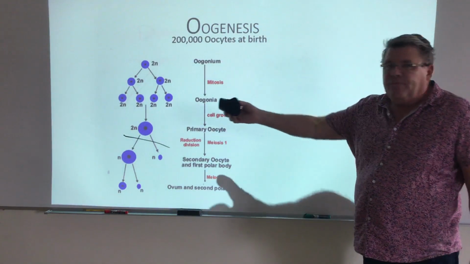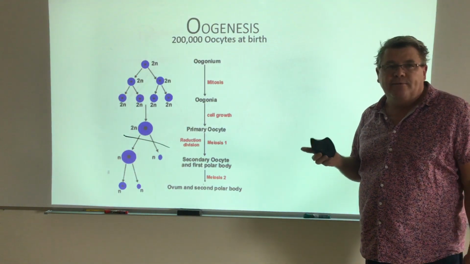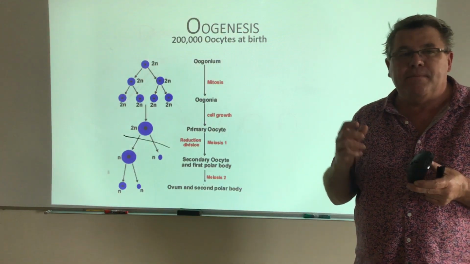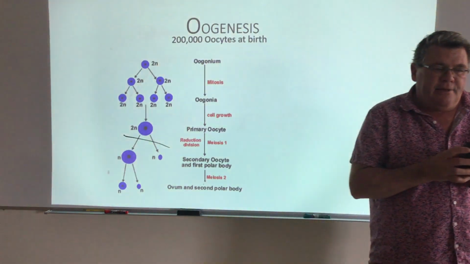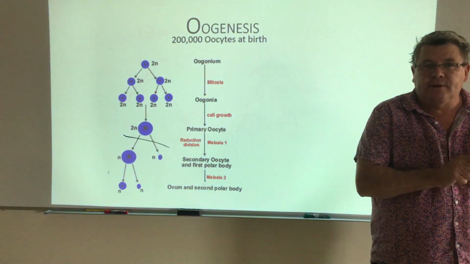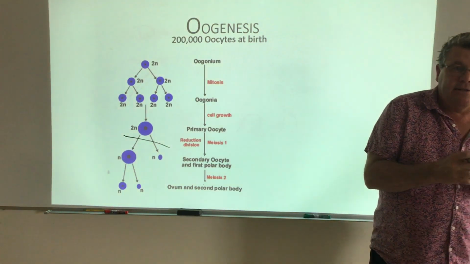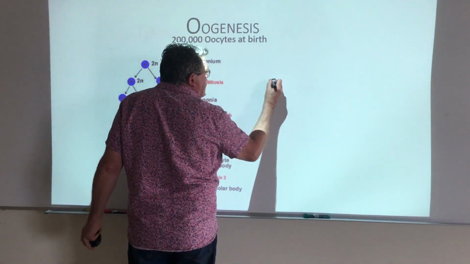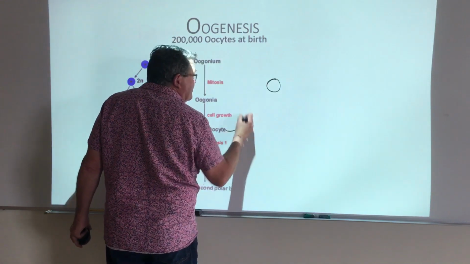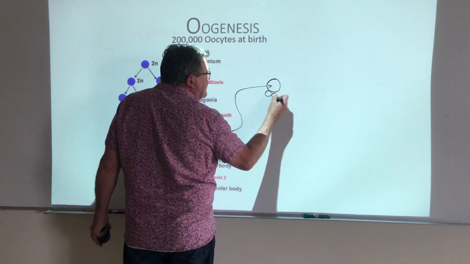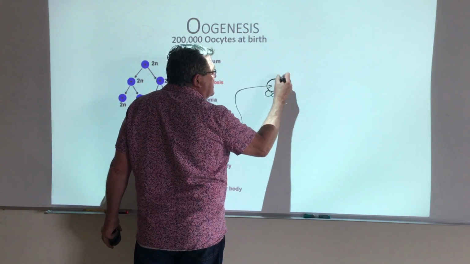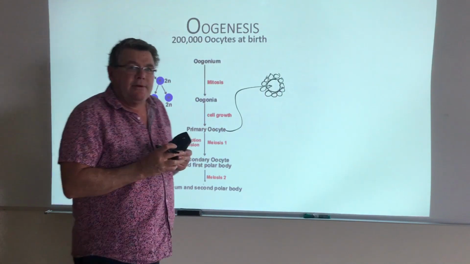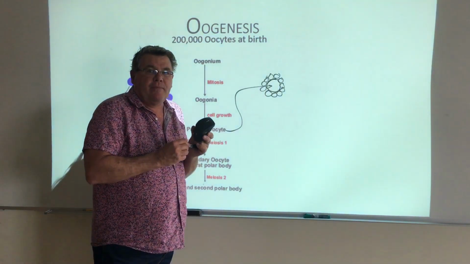Now, once you've got this cell that is stuck in prophase arrest, it can't do its job. It can't take care of itself, it can't metabolize. So if you think back to the nervous system, neurons had cells that took care of them: astrocytes, glial cells, Schwann cells. We find the same thing here. So our primary oocyte looks like this. And then we have a series of cells around it that take care of it. And what those cells are called are follicle cells.